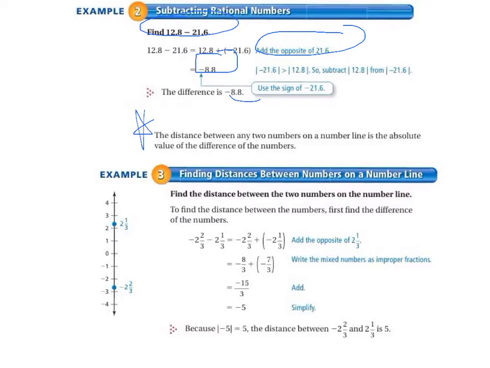And you have to remember that the distance between any two numbers on a number line is the absolute value of the difference in the numbers. So we're going to find distances between numbers on a number line, and this number line is vertical. When you look at that, just remember that it's going up and down instead of back and forth. It says to find the distance between the two numbers on the number line, and to find the distance between the numbers, we are going to first find the difference of the numbers.